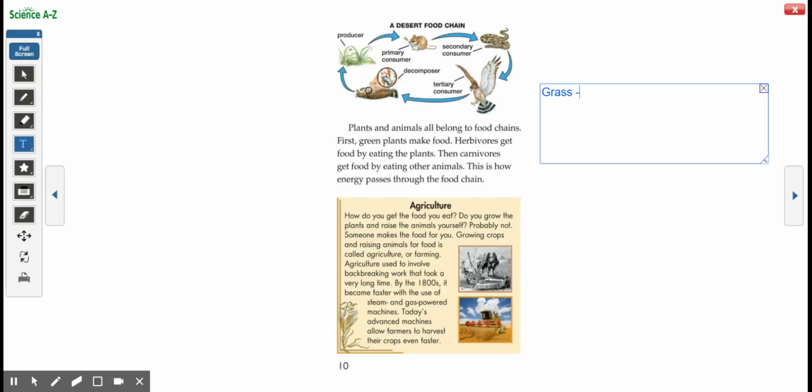Then a cute little mouse comes along. The mouse, which is an herbivore, eats the grass. Then the carnivore eats the mouse. So in this case, it's a snake.